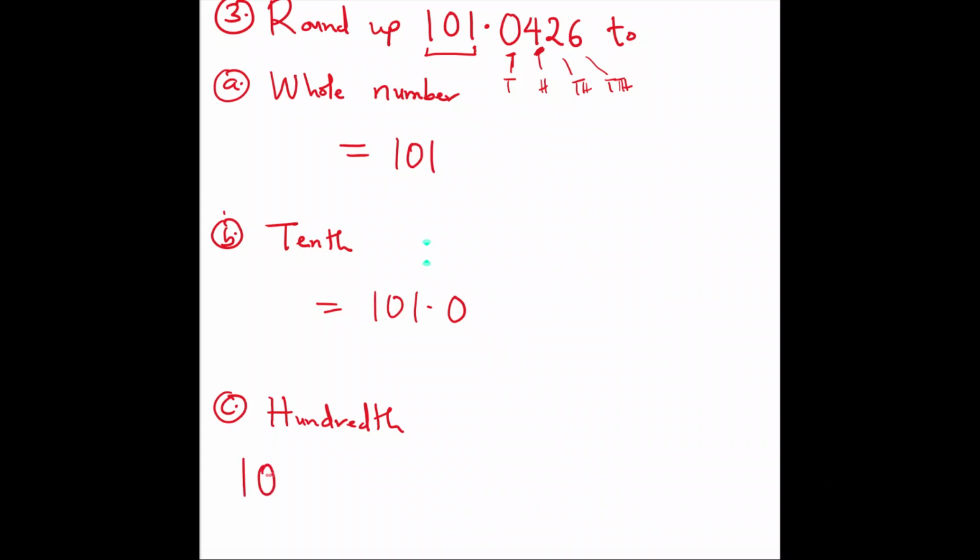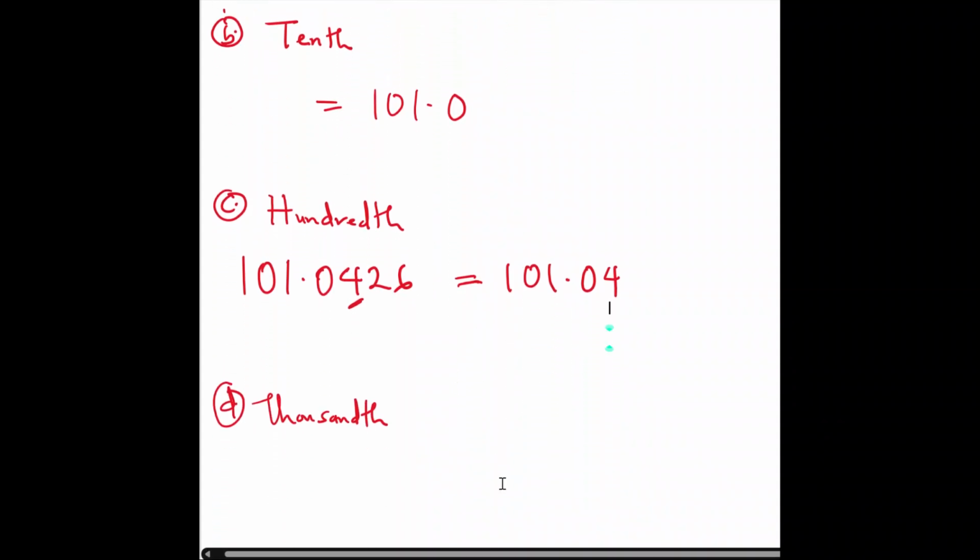Okay, so now for the hundredth place, we have the hundredth place is 4. So this is the number we are considering, so let me write it here, 101.0426. And we have 2 at the back of 4. So because 2 is not up to 5, we are not going to add anything to 4. So if we round it up to the hundredth place, it's almost like saying rounding up to 2 decimal places. That will be 101.04. So that will be the answer.